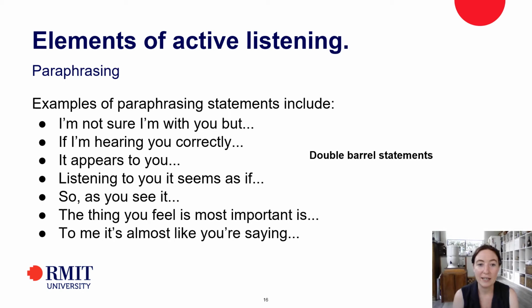Here are some examples of how you might do that. Someone might say, I'm just feeling terrified that if I have a go and I make a mistake, it might set me back further. That might be what they say. So you might say to them, I'm not sure I'm with you, but I think I'm hearing you're terrified that if you try and you don't succeed, that might set you back further. You might say, if I'm hearing you correctly, I hear that you're terrified that if you try but then you don't succeed, that might actually set you back.